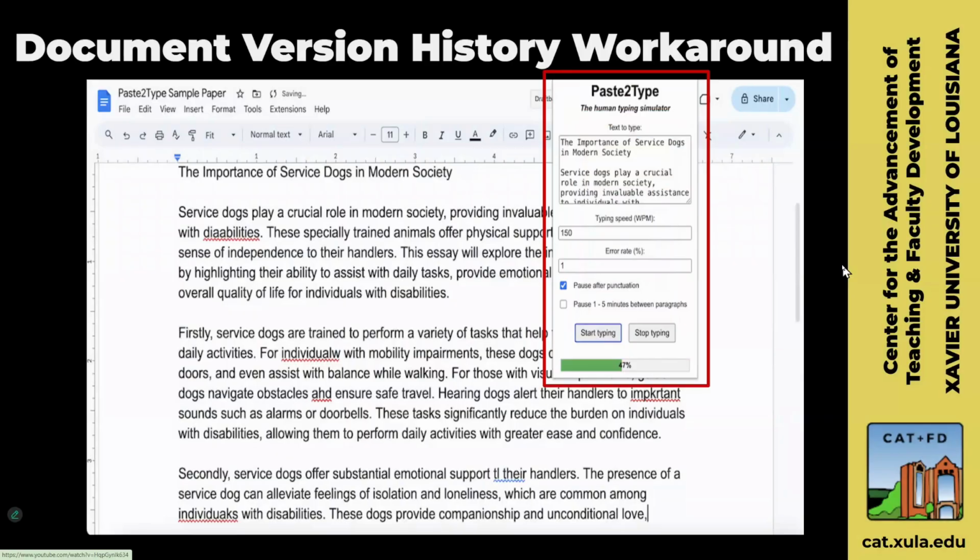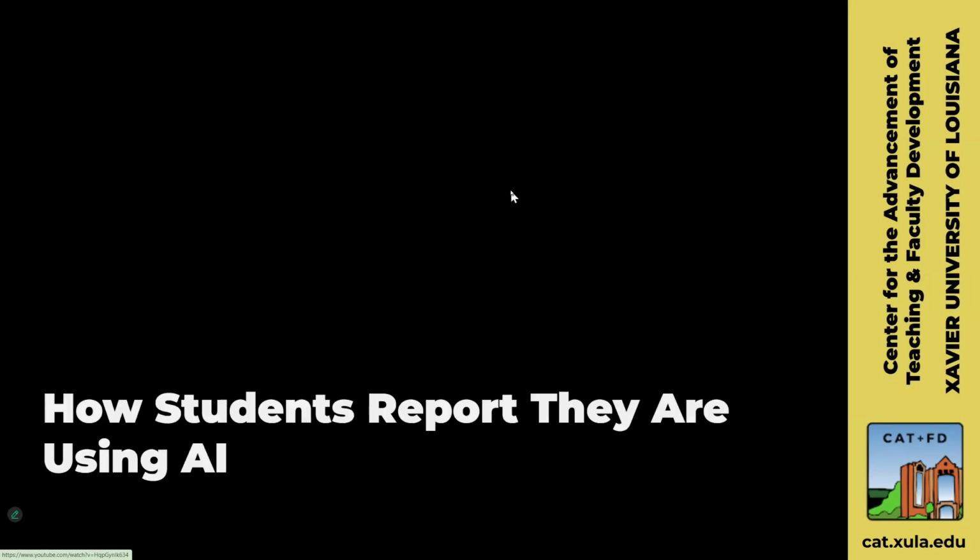And then the next one is this Paste to Type. With this one, you can tell it, I want you to type at a certain speed, but I need a certain error rate. Pause after you punctuate, maybe pause some minutes between the paragraphs so that it simulates me struggling to type. Okay, all right. Holy cow. These things can present a challenge for assessing what a student really knows.